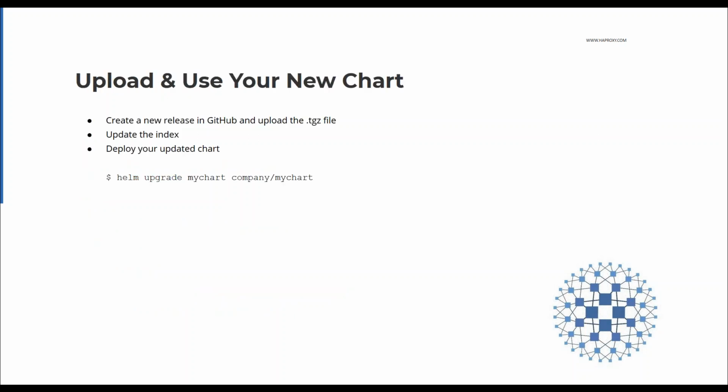So the process for doing this is to basically do what we did before. We're going to create a new release in GitHub. We're going to upload the new zipped chart file, update our index, and then deploy the chart using helm upgrade in this case. So helm upgrade is going to remove the old version that we had before and install the new one with the ingress. And when you use helm upgrade, it's going to be incrementing that release version. So if you needed to, you could always roll back.